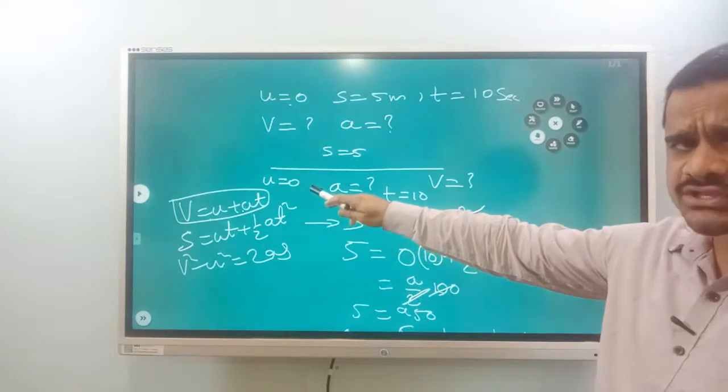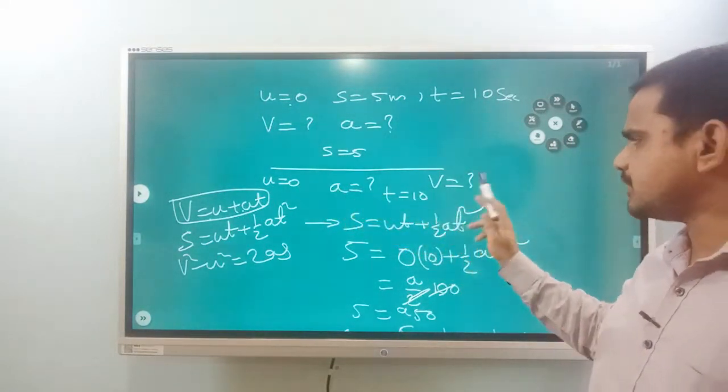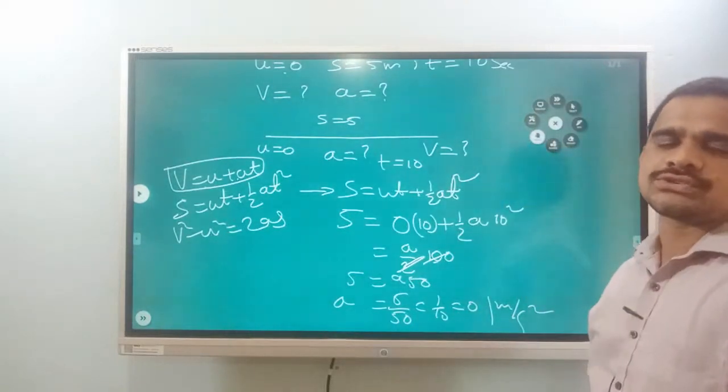Once again, write the equation here, what he has given. u is equal to 0, a is equal to question mark, t is equal to 10, v is equal to 0. Among these three equations, which expression should we use?